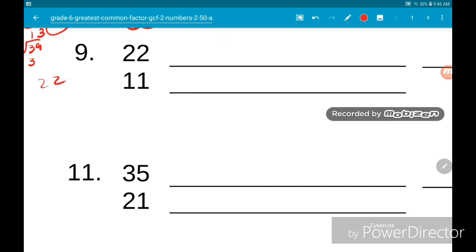Number 9. 22. It's even, so I can divide it by 2. 22 divided by 2 is 2 and 11. You could do it off the top of your head. Both those numbers are prime. 11 is prime, so it's 1 times 11, but the 1 doesn't really count. So what's the biggest number they have in common? 11.